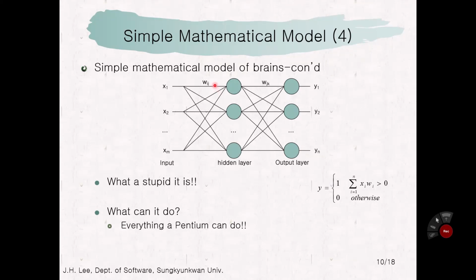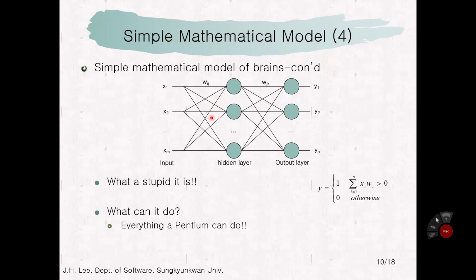Whichever values you put down here, those are the connection weights. If you give different connection weights here, this neural network will do different functions. If you change the value of a connection weight, for example 1.0, 1.3, minus 1.0, 1, 2, 3, real numbers.